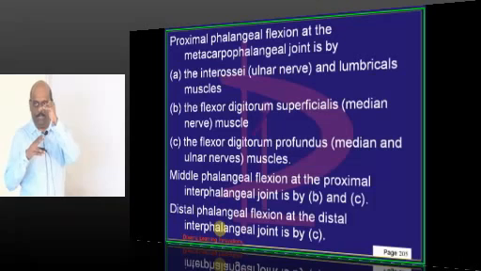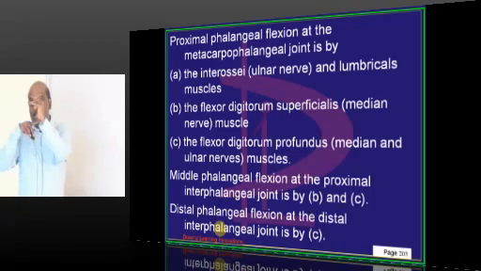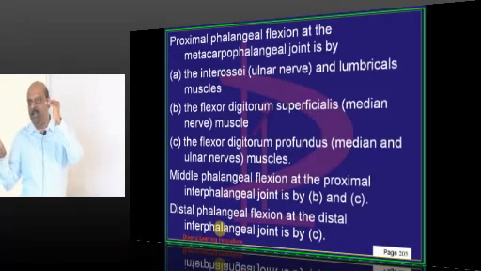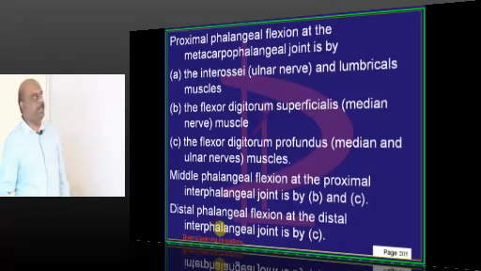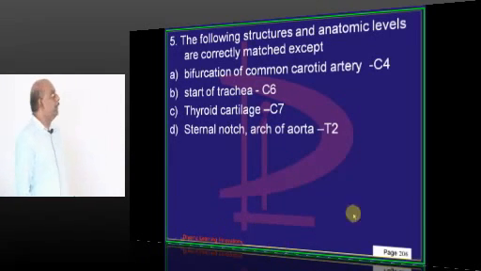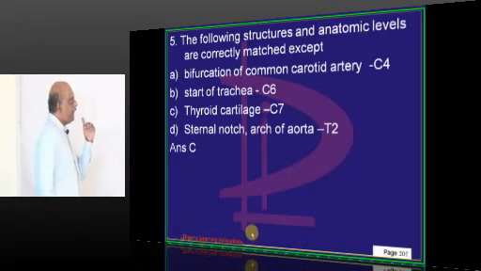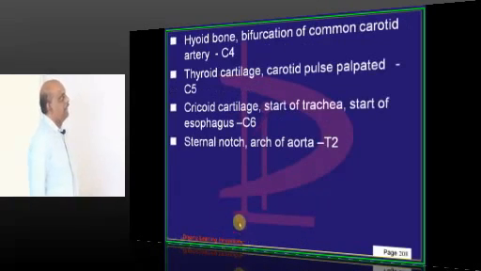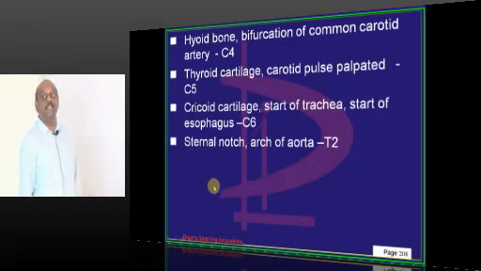Metacarpophalangeal joint flexion and interphalangeal joint extension. You can easily remember L is lumbrical. Flexion at metacarpophalangeal and extension at interphalangeal joints is what you need to remember. Now, about the various anatomical levels. Where is the thyroid cartilage, carotid pulse? They are all located at the C5 level.